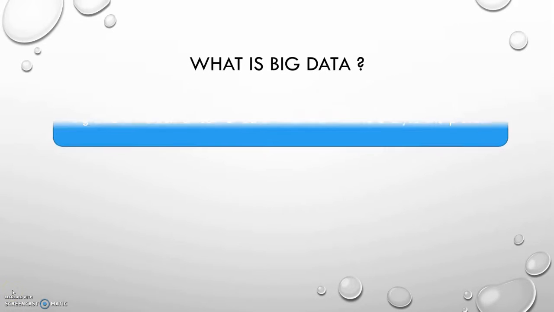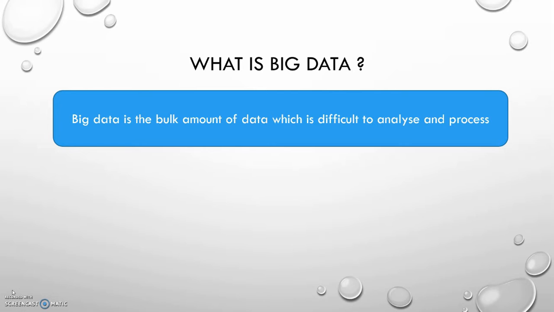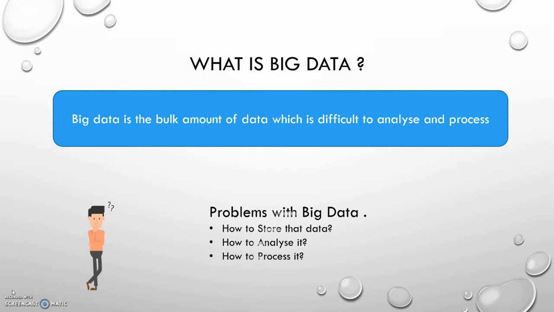What is big data? Big data is the bulk amount of data which is difficult to analyze and process. Well, what problems arise with big data? The major challenges are that it is difficult to store the data and difficult to analyze and process it.